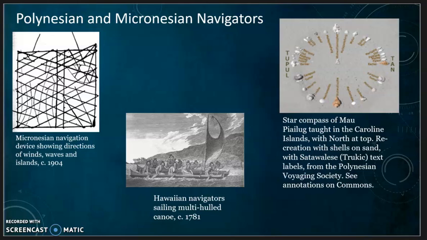A lot of what the standard mapping and cartography practices are today do follow what was learned in ancient Greece, but again, I just wanted to discuss some other mapmakers and navigators. So here we have some examples from Polynesian and Micronesian navigators. This period of early navigation was between 1300 and 900 BC.